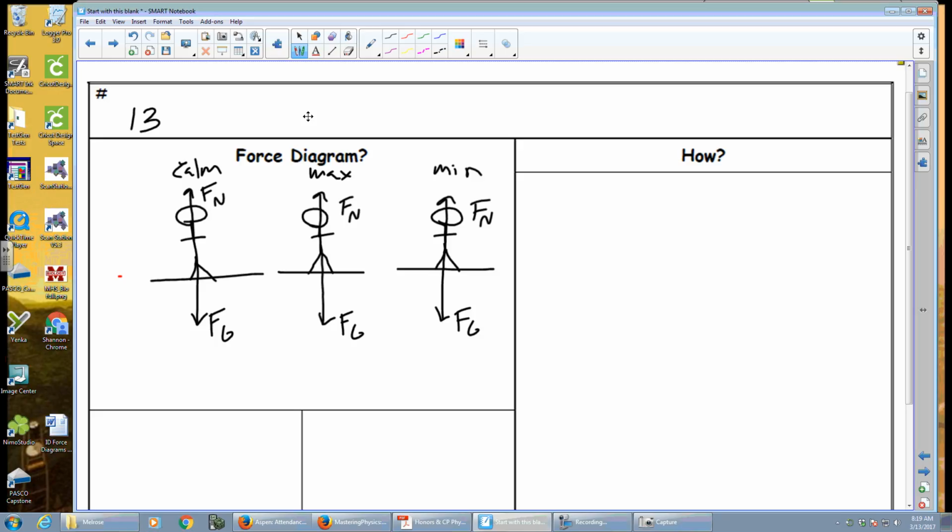So how much is he accelerating? Which direction is he accelerating when the seas are calm? He's not. Good. Maximum acceleration, when that normal force is at its peak, which way is he accelerating? Up. Which way is he accelerating when it's at its minimum? Down. And I might even write in here, just so I really understand, scales measure force normal.